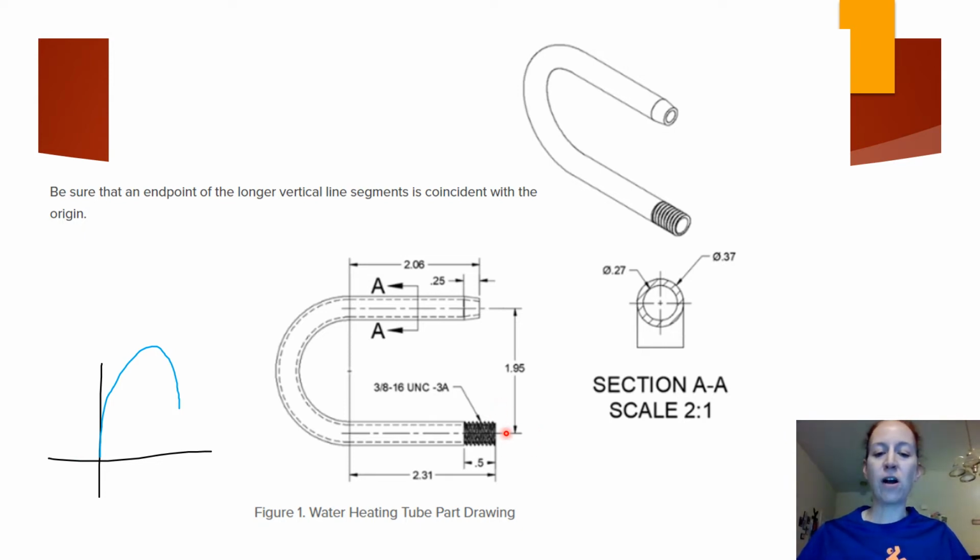Then we're going to draw a circle, and that circle is going to have a diameter of 0.37 inches centered at the end of the path there, and we're going to sweep that along, and that's going to give us our basic shape of our water pipe. Do make sure that you dimension this. If you watch the video, I forgot to dimension it. I had to go back and edit the sketch.